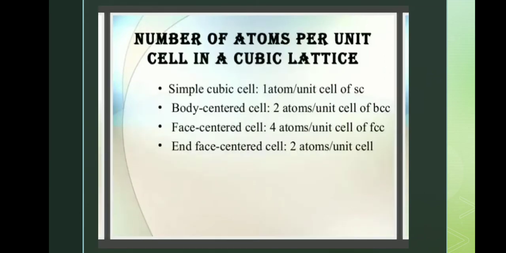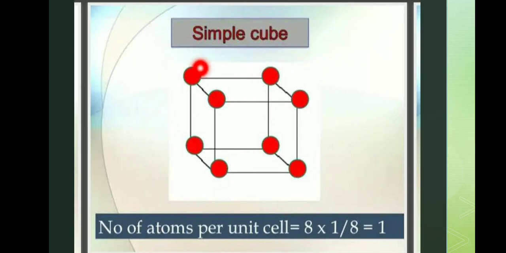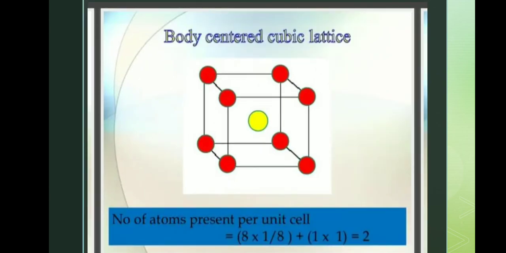Number of atoms per unit cell in a cubic lattice. Simple cubic cell: 1 atom per unit cell. Body centered cell: 2 atoms per unit cell of BCC. Face centered cell: 4 atoms per unit cell of FCC. End face centered: 2 atoms per unit cell. This is simple cubic. How many points? 1, 2, 3, 4, 5, 6, 7, 8. So 8 points, each contributing 1/8 of a cubic, so 8 × 1/8 gives 1 atom.